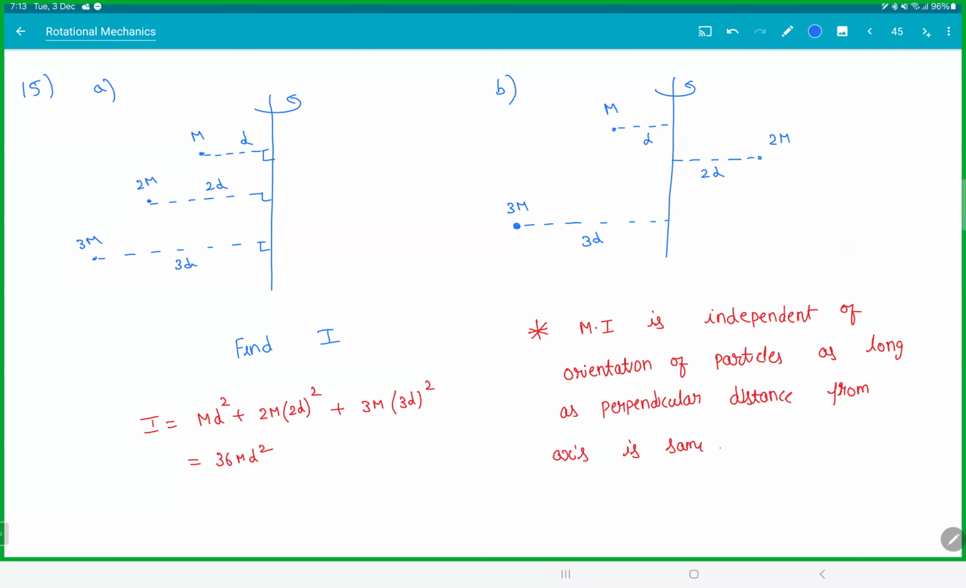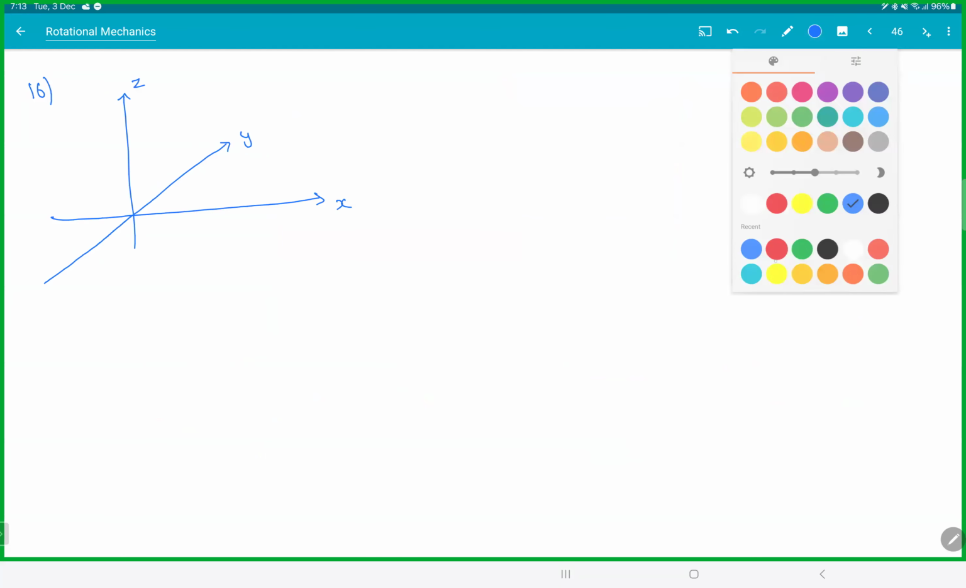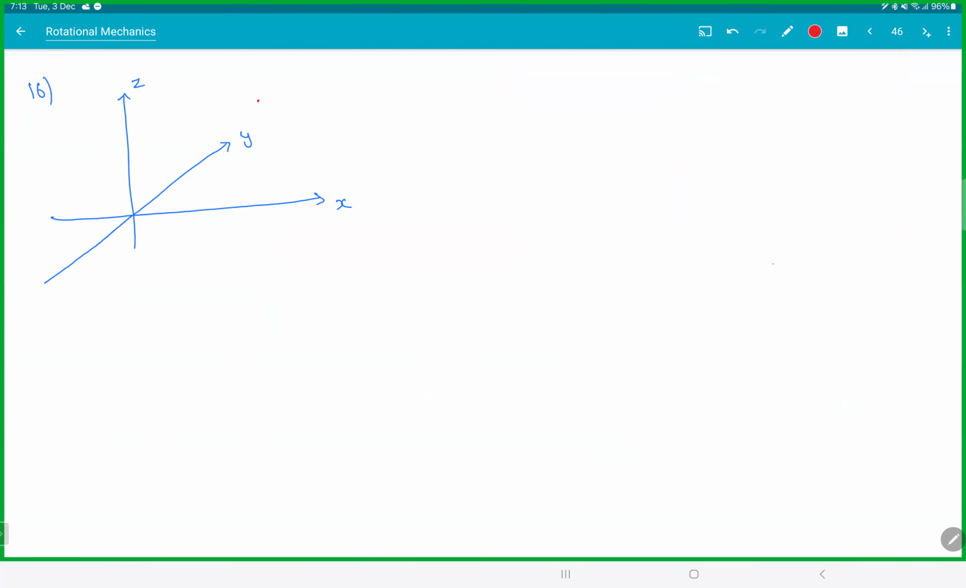Next one. This is X, this is Y, and this is Z. We have a particle here, m. This is x comma y comma z, some random particle there. So find the moment of inertia about the x-axis. So the x-axis is the axis of rotation. What is the moment of inertia about the y-axis, about the z-axis?